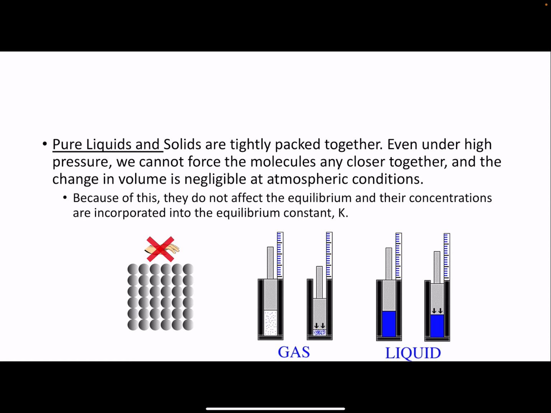For pure liquids and solids, they're so tightly packed together that they can't be compressed any closer together, so their volume is pretty much constant. So the space they occupy can't change even under extreme pressures. So we say that their concentrations are constant. A gas can be compressed. You can see that again there. A liquid and a solid cannot. If you'd like to, you can try pushing on a solid that's on your desk. The most you could do is crush it, which would spread the particles out. But you can't make that same shape solid smaller by compressing it.